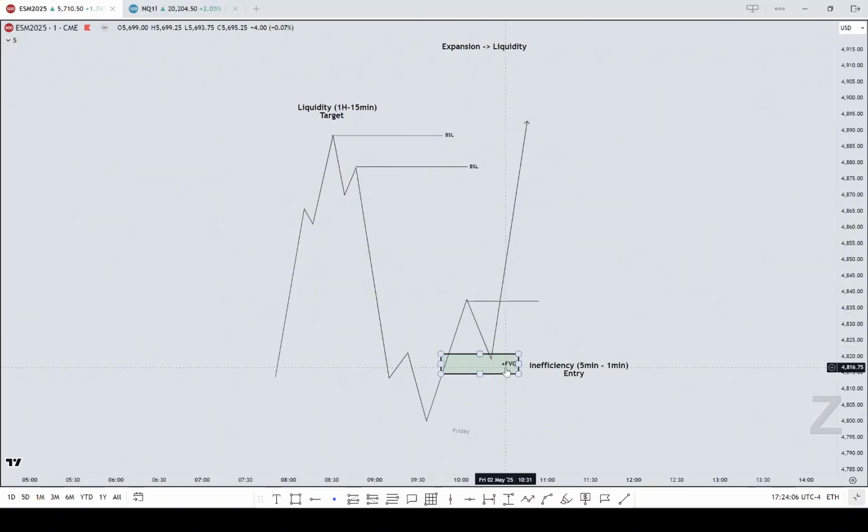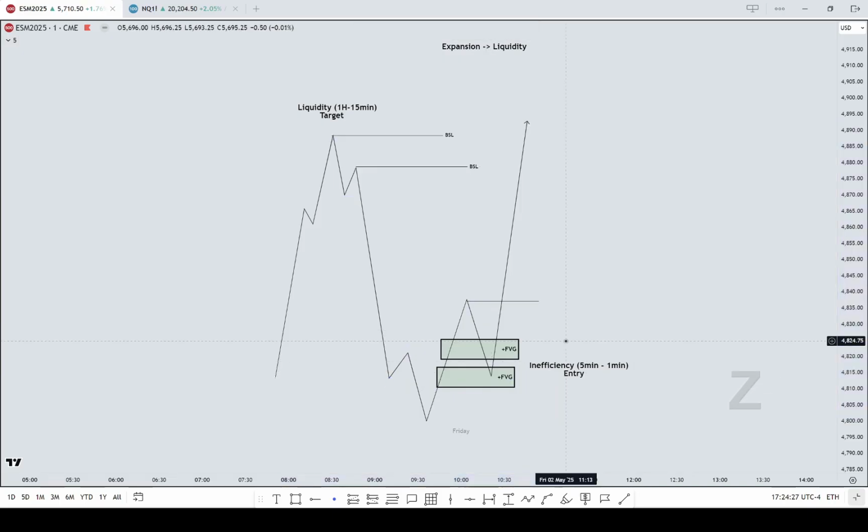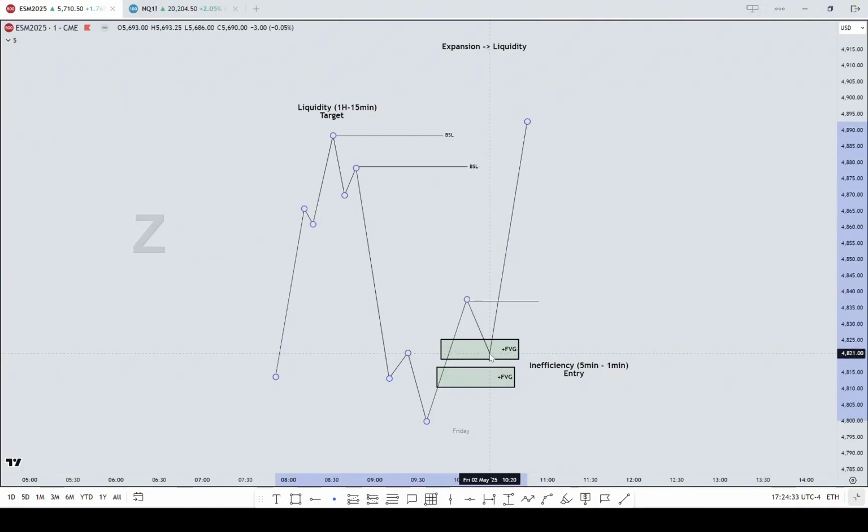Sometimes it just leaves you one, and when that happens, it's way easier. And when you have two, let's say you have two like this, okay? You wanna enter on the first one, but you have to allow your stop for the second one, because it might return to the second one and go to the target. Okay, but sometimes it might not even return to the second one. It might just touch the first one and run.